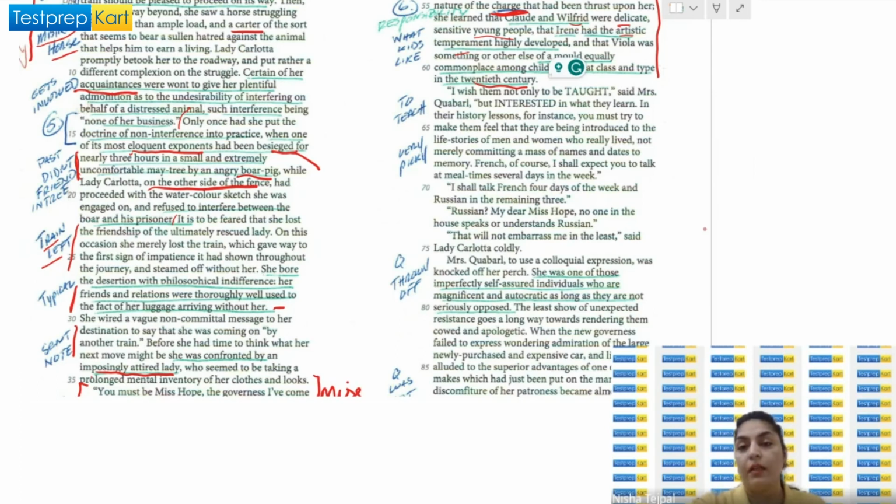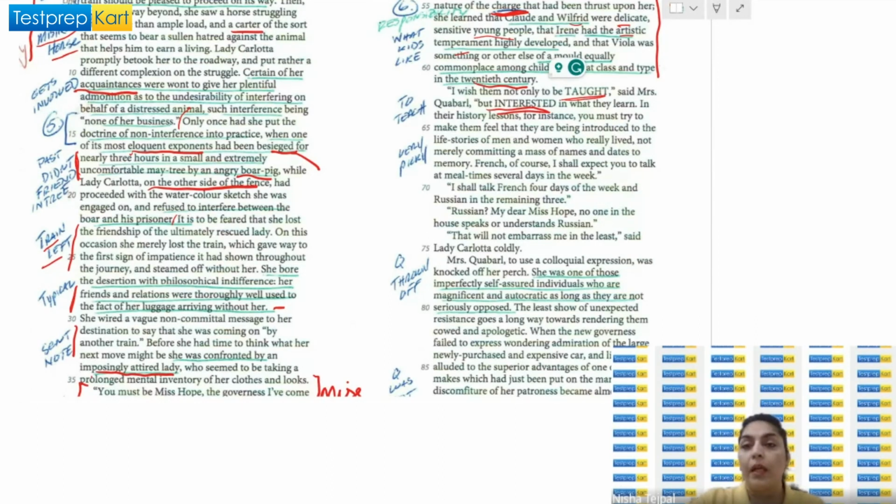"Interested in what they learn." So they shouldn't only be taught, they should also be interested. Who? The children. "In their history lessons, for instance, you must try to make them feel that they are being introduced to the life stories of men and women who really lived." So when it comes to teaching history, Miss Quabal is saying that you should let them learn history in a way where they learn about real men and women who lived at one point.